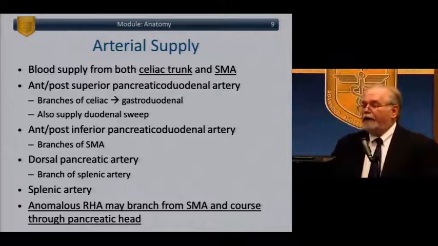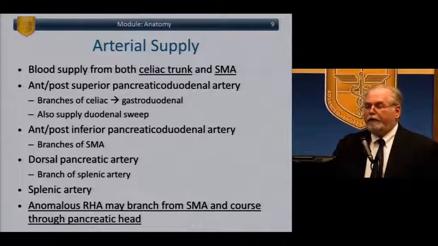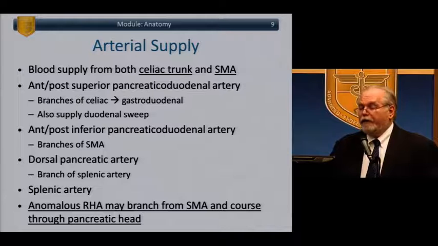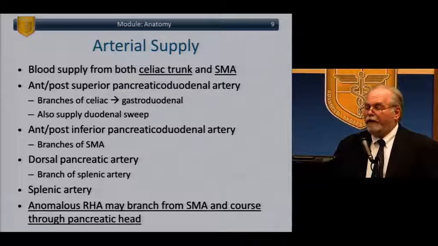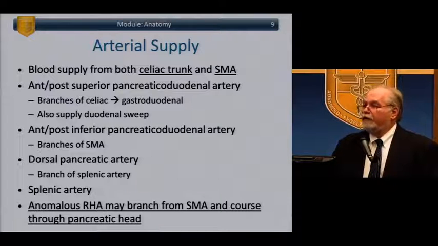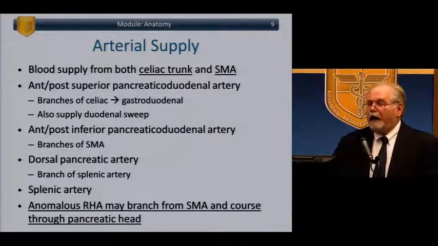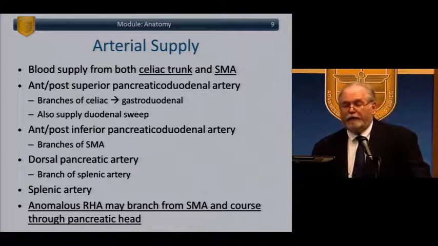So the arterial supply of the pancreas comes from both the celiac and the SMA. The anterior and posterior superior pancreaticoduodenal arteries, which are branches of the celiac from the gastroduodenal, also supply the duodenal sweep. The anterior and posterior inferior pancreaticoduodenal arteries come from the SMA. The dorsal pancreatic is a branch of the splenic. The splenic artery runs along the superior border of the pancreas, and an anomalous right hepatic may branch from the SMA and course through the pancreatic head.